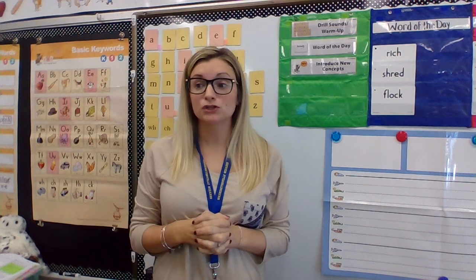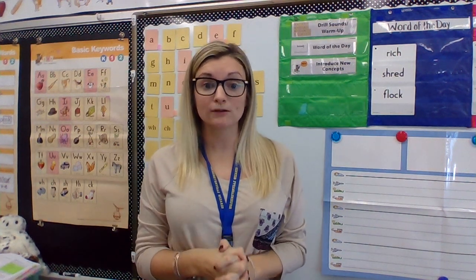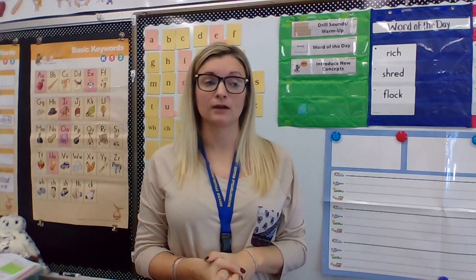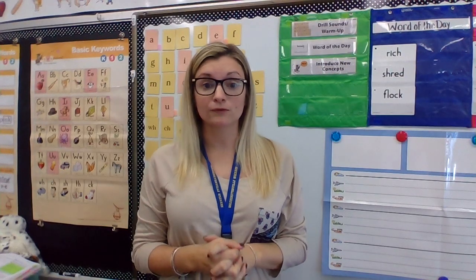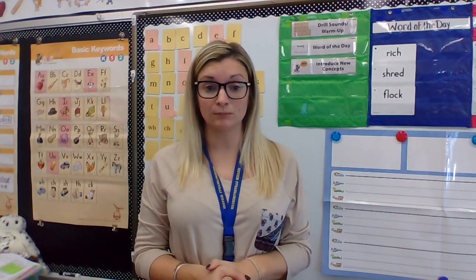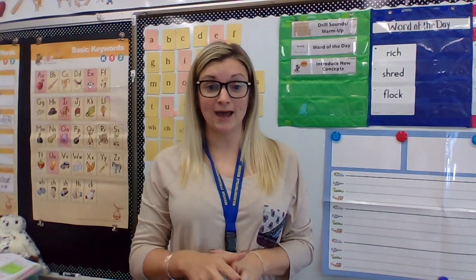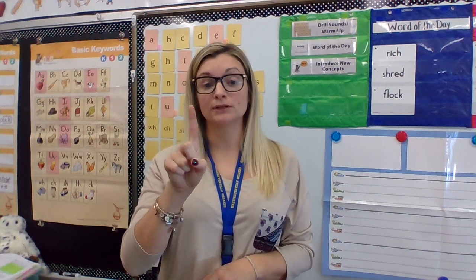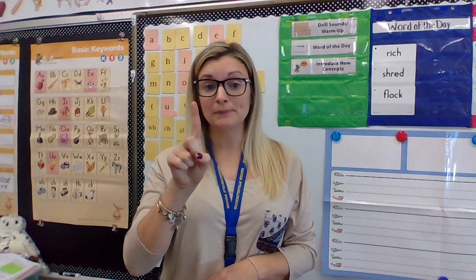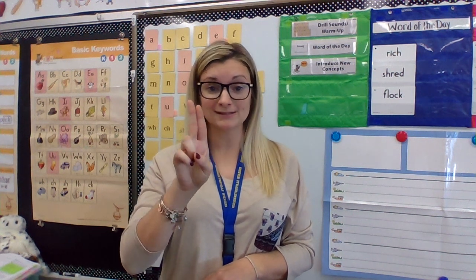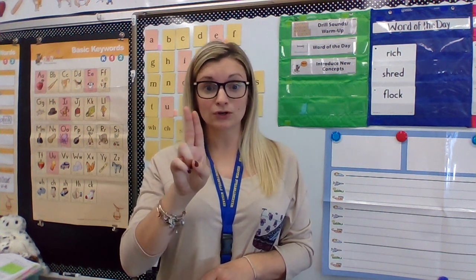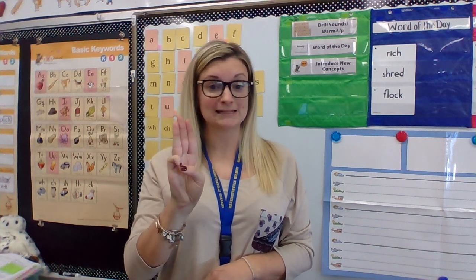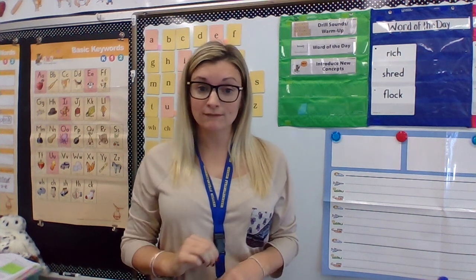Now I want to talk a little bit about those 3 rules when we're finding a closed syllable. The first rule of a closed syllable is the word has to have one vowel. The second rule is that vowel has to be closed, or followed by a consonant. And the third rule is that vowel has to be a short vowel, meaning it does not say its name. Let me give you an example.